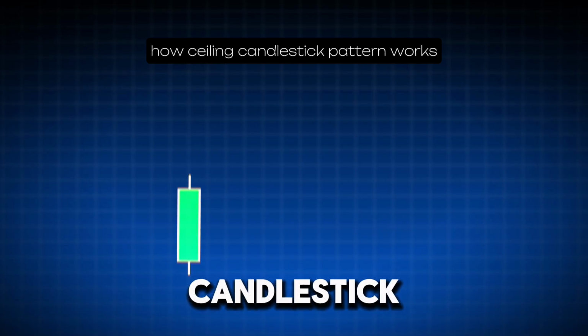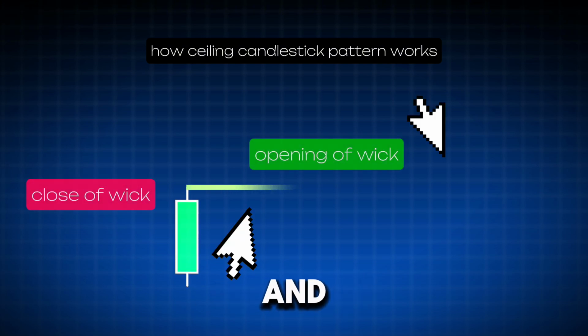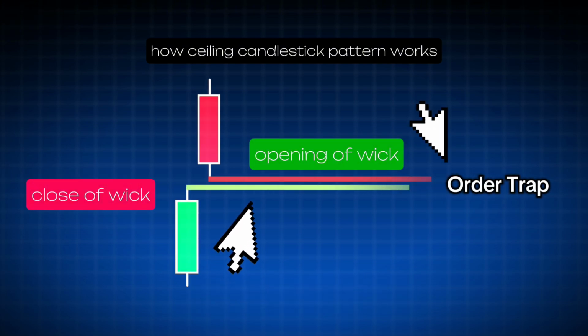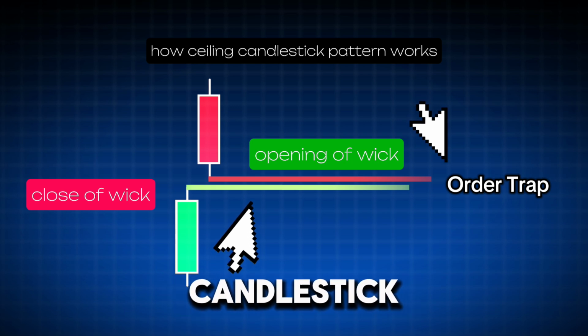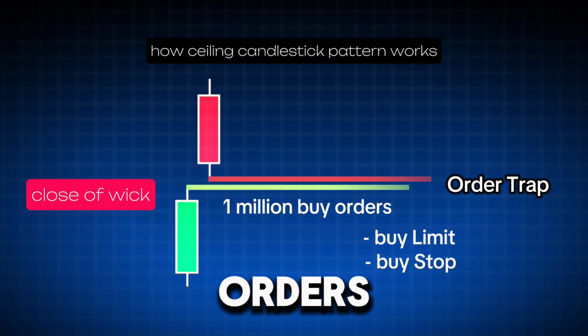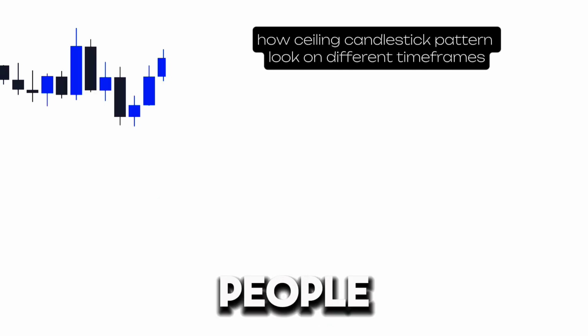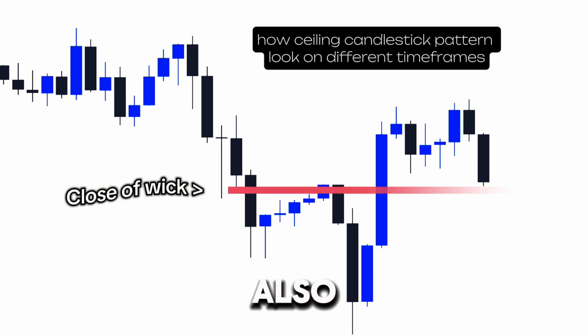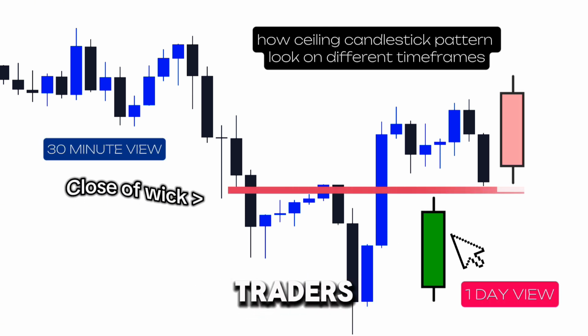This is a candlestick pattern that utilizes the close and the opening of a wick to create something called an order trap war. Because every opening of a candlestick has orders at the top, which is most people trying to enter in the form of buy limit or buy stop orders. One way or the other, people are always trading. This ceiling candlestick strategy also uses the close of the wick to trap traders.